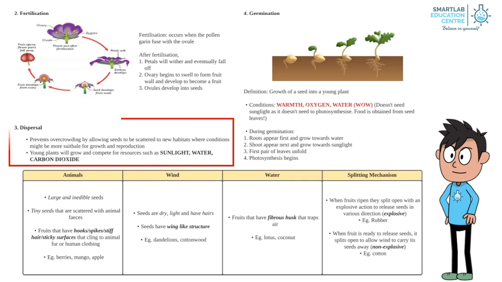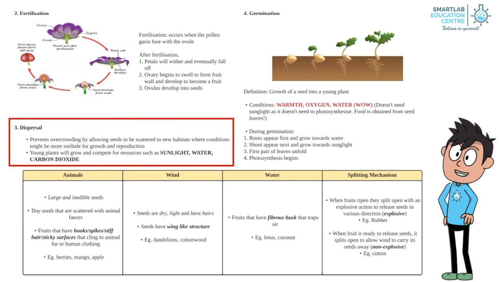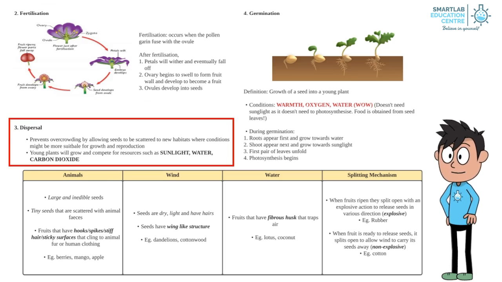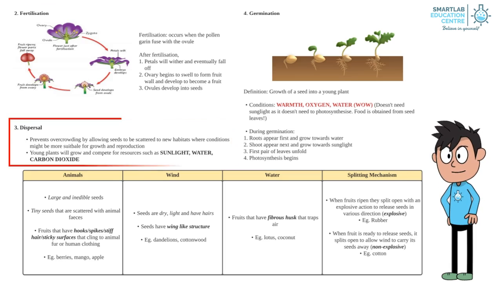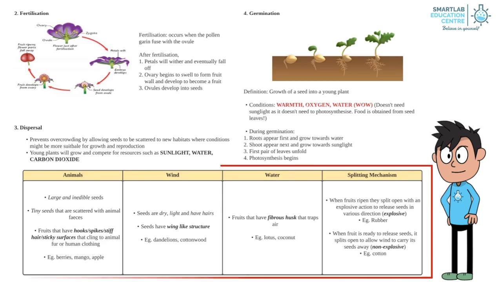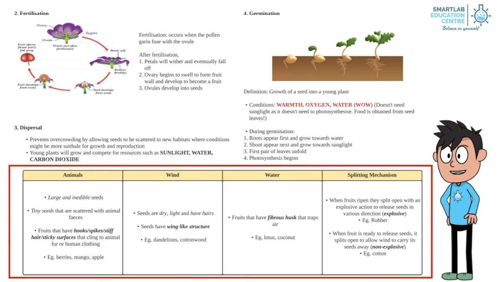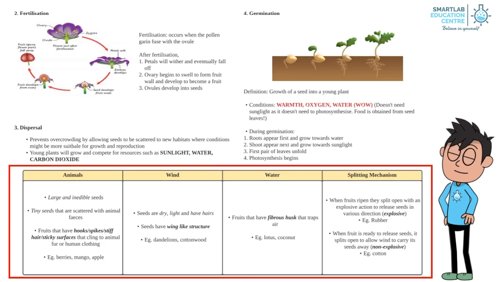Dispersal. It prevents overcrowding by allowing seeds to be scattered to new habitats, where conditions may be more suitable for growth and reproduction. Thousands of young plants would otherwise grow and compete for resources, such as sunlight, water, and carbon dioxide. There are 4 methods of dispersal which we will take a look at in detail.